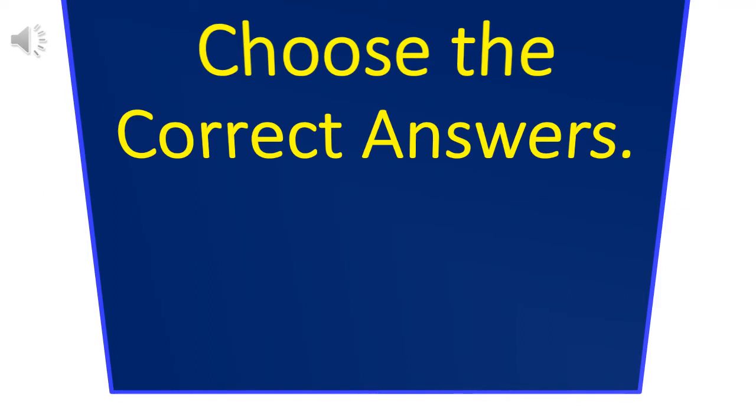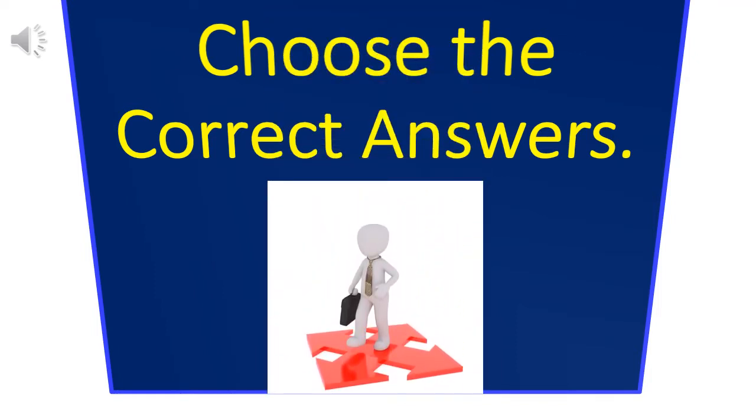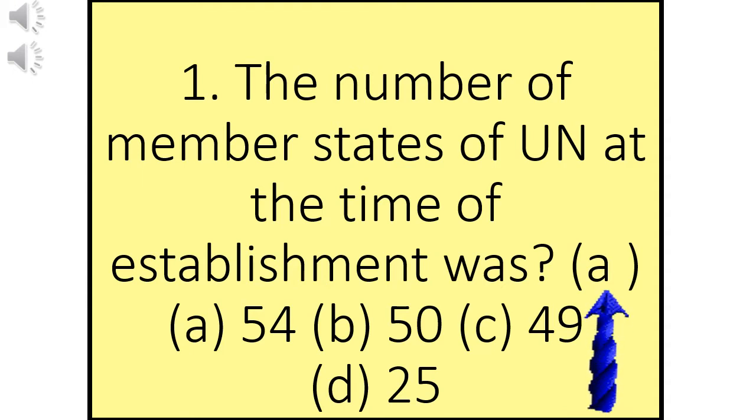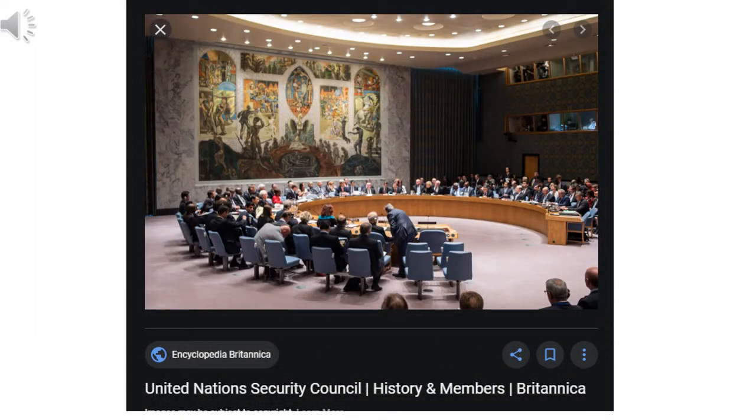Choose the correct answers. The number of members, status of UN at the time of establishment was: A. 54, B. 50, C. 49, D. 25. The correct answer is A, 54. United Nations Security Council image.